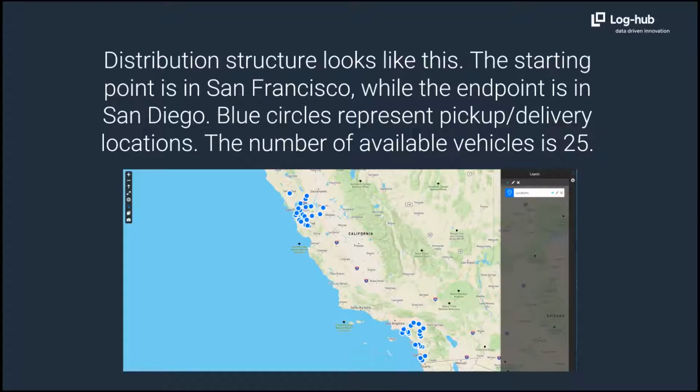Distribution structure looks like this. The starting point is in San Francisco, while the end point is in San Diego. Blue circles represent pickup and delivery locations. The number of available vehicles is 25.